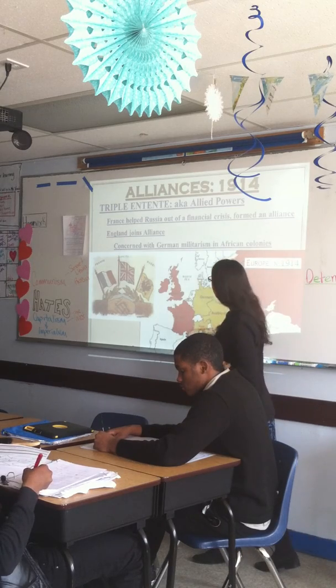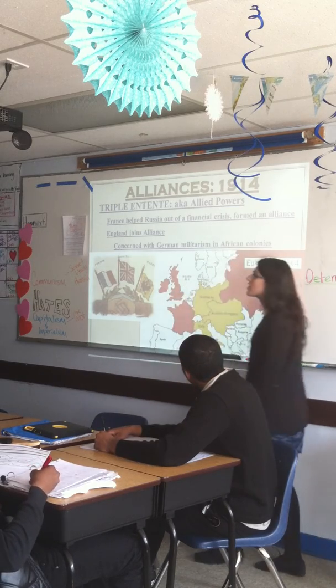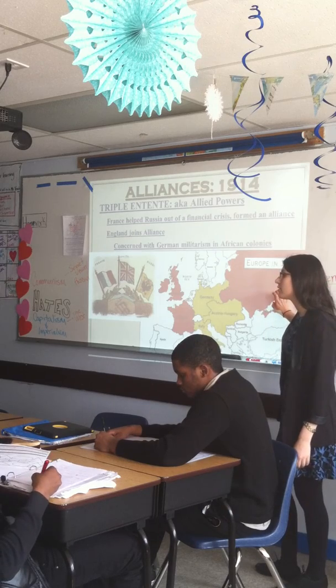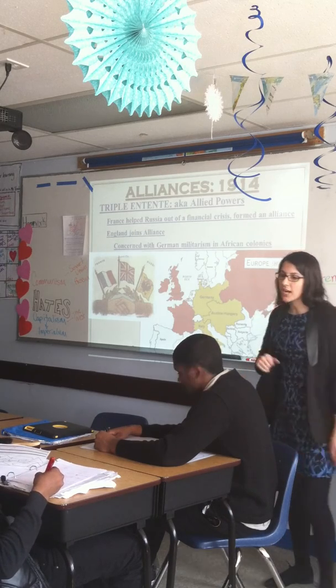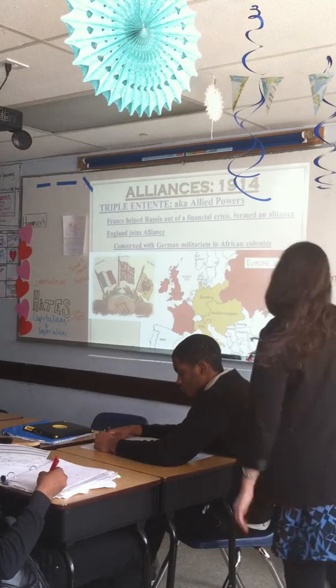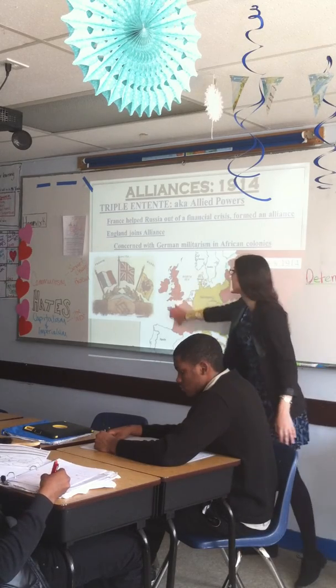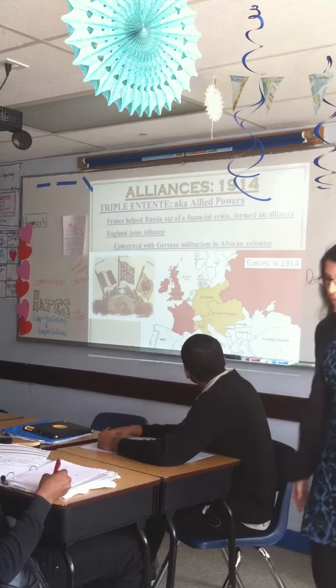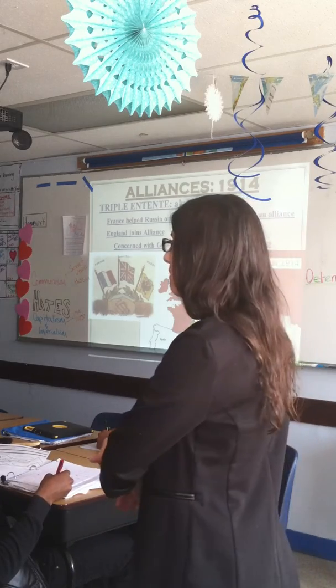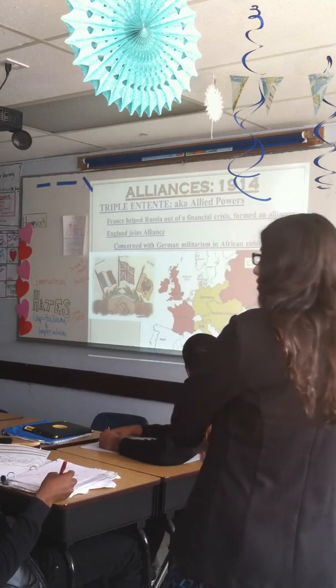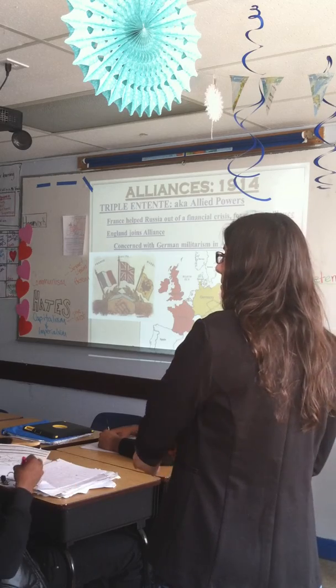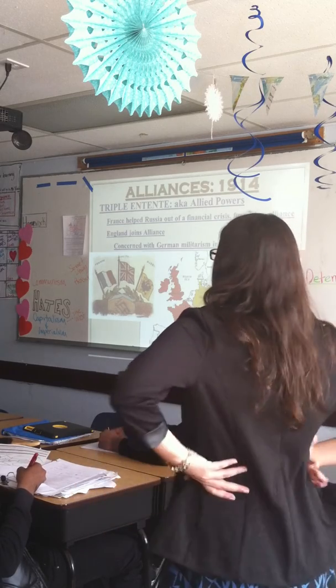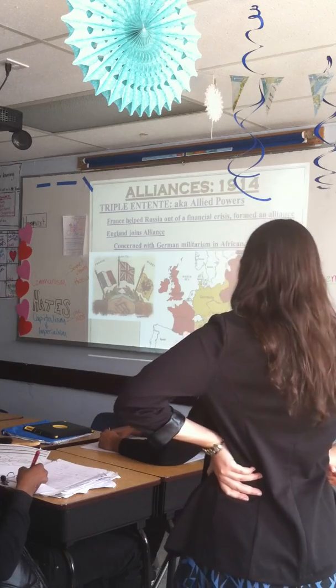Angela, on this map, France, England, and Russia make up the Triple Alliance. What color are the Central Powers? They make up the Triple Entente or the Allied Powers. What color is the Central Powers on this map? Good. And then what three countries make up the Central Powers? Good.